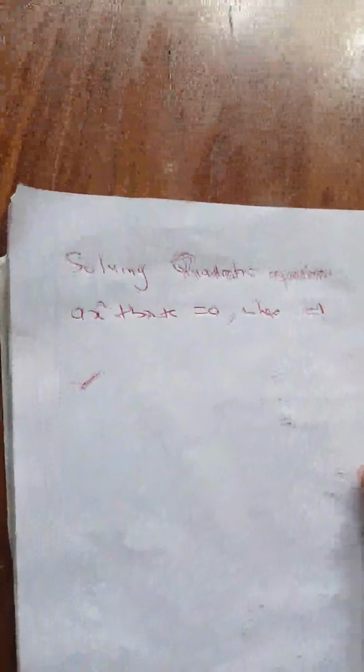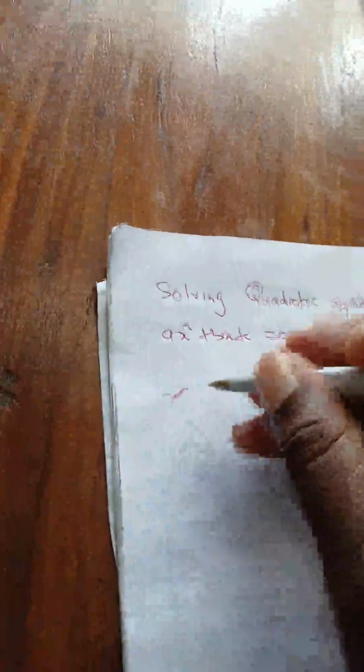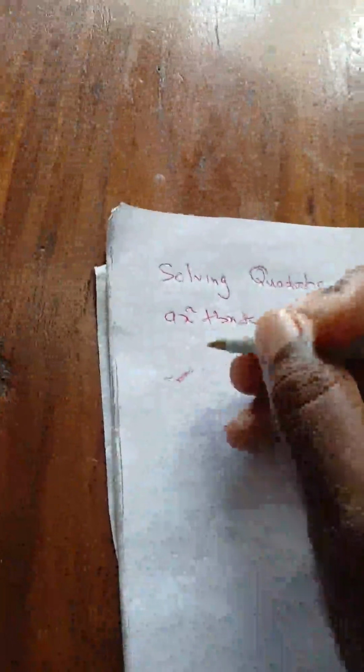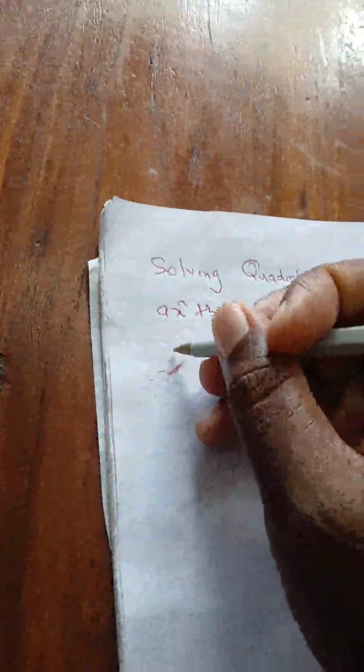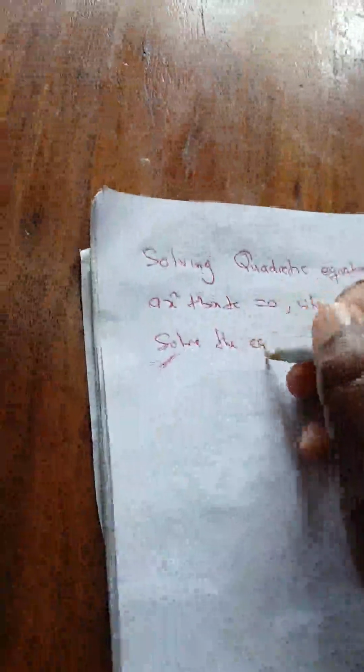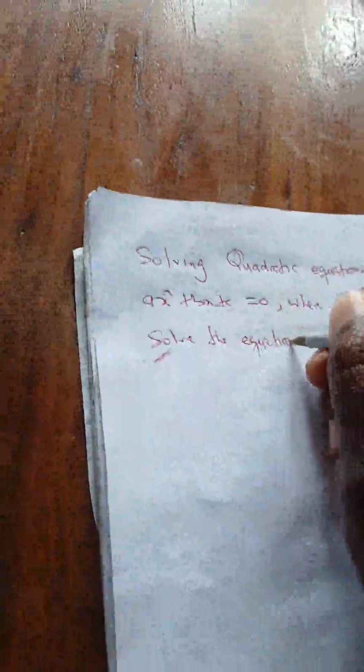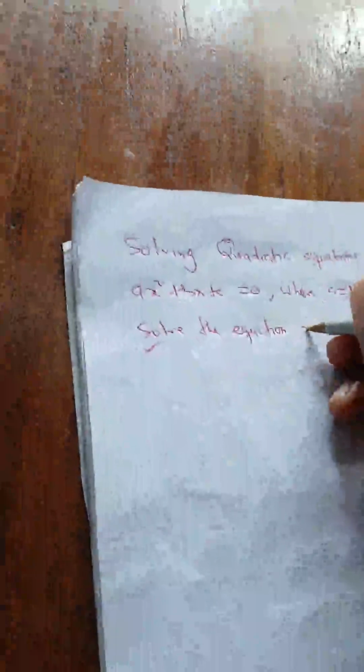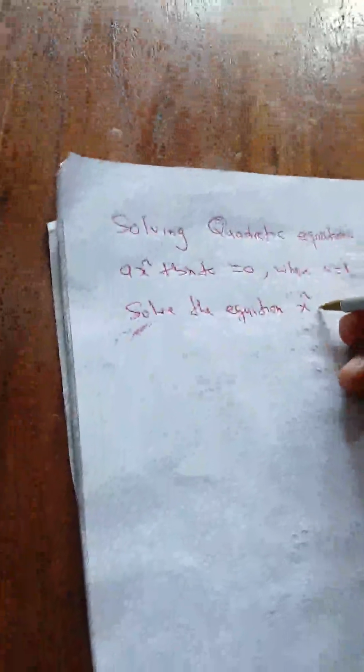So we want to look at how to solve quadratic equations where the coefficient of x squared, or the coefficient of the squared term, is equal to 1. Let us go straight into considering some examples. I want to solve the equation x squared minus 9x plus 20 equals 0.